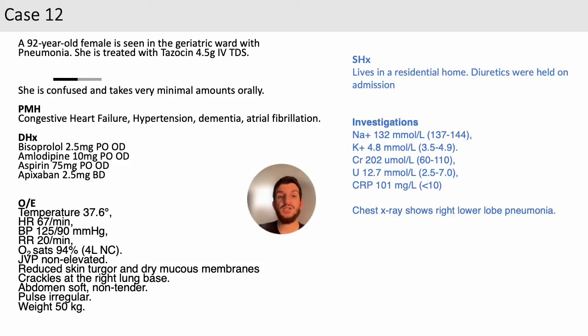So looking at our social history, she lives in a residential home. Diuretics are held on admission. So let's have a look at her bloods. So she's slightly hyponatremic. Potassium is 4.8. Creatinine is 202. Urea is 12.7. She's got a CRP of 101. Chest X-ray shows right lower lobe pneumonia.